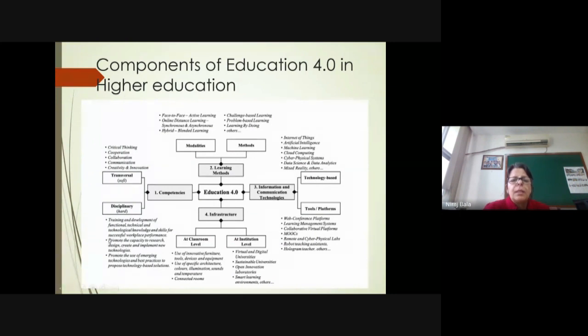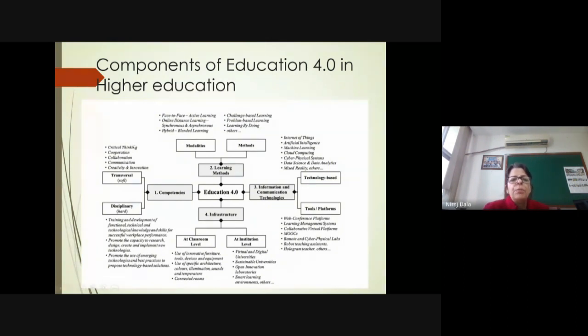Then the second important part is we need to promote the capacity to research, design, create, and implement new technologies. So the education system has to be such that he has the capacity to research, create, design, and implement. You will agree with me, in NBA also, when we are writing these outcomes and preparing question papers, they ask us to add these things, that after studying that particular subject, the student is able to implement it. Then promote the use of emerging technologies and best practices to propose technology based solutions.